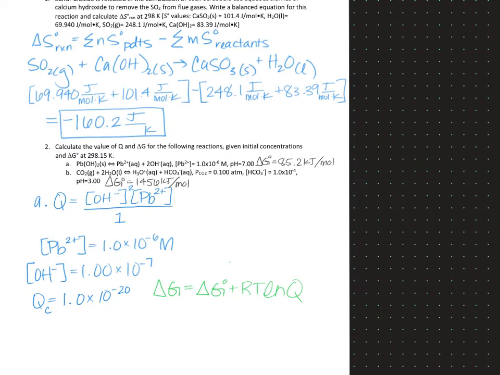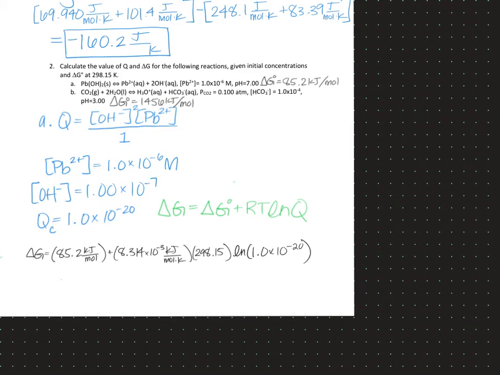This is the formula that you should be using to solve for delta G. Delta G equals delta G naught plus RT ln Q. Delta G naught value is given up here. R is a constant. Temperature is given in the problem. And your Q you just solved for in the previous step. So plug those values in and your answer should be negative 2. Let's see, sig figs is 2. So 2.9 times 10 to the 1 kilojoules per mole.